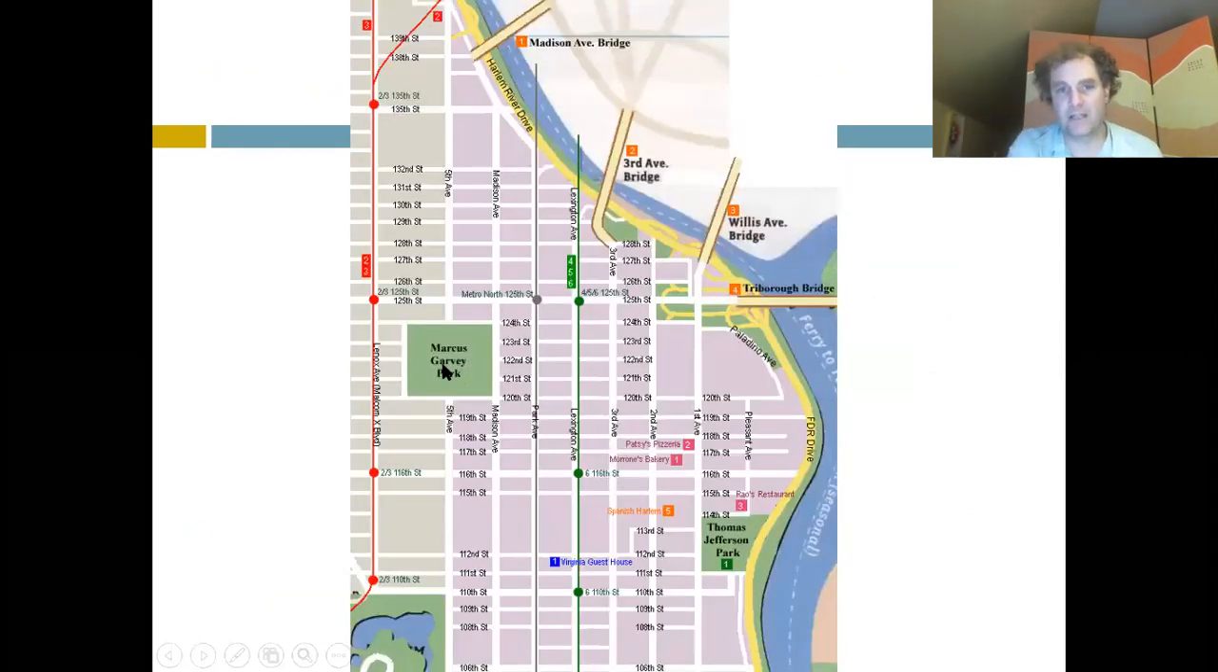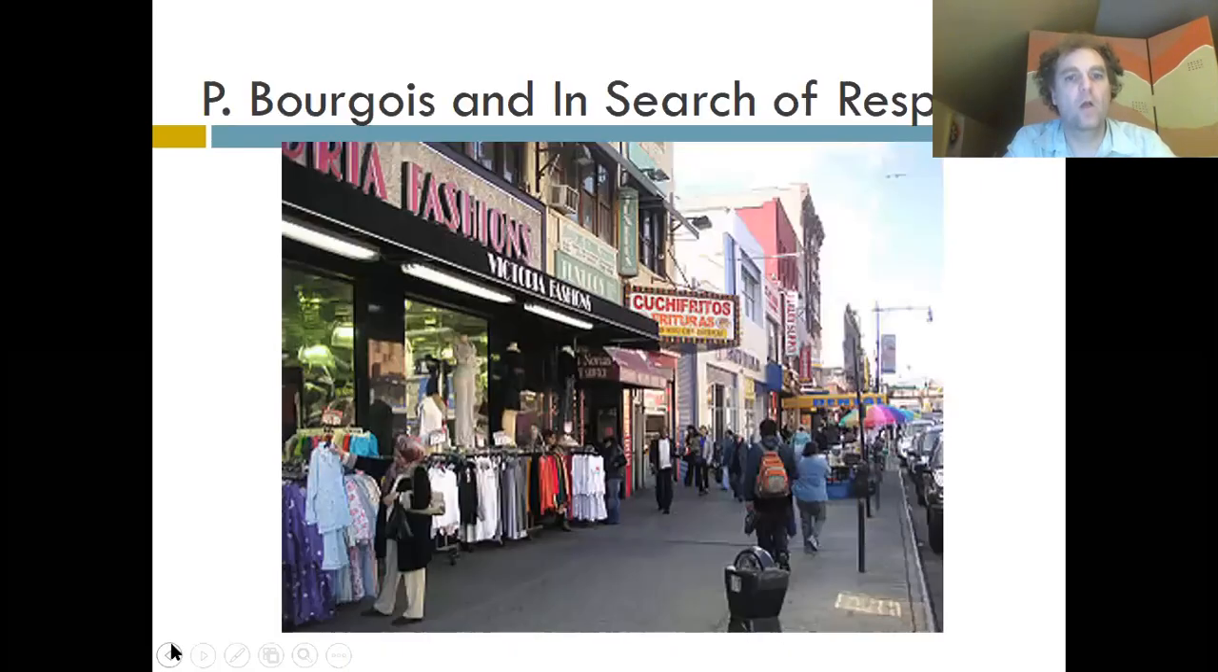So East Harlem is this area here, east of Harlem, right? Not surprisingly, right? What are some of the features that make this relevant to some of the things that we have been talking about? Okay, so one of the first things is this concept of anthropological strangeness, right?